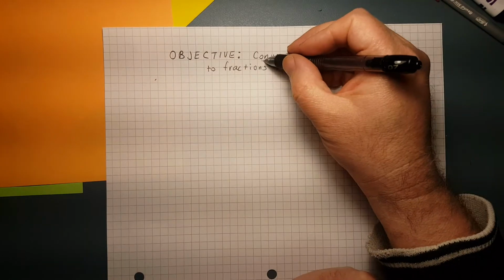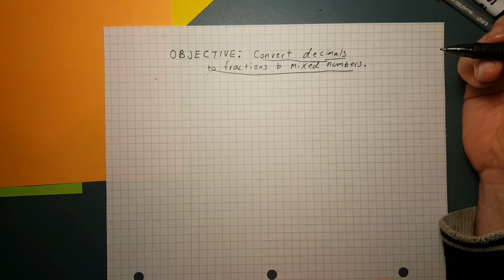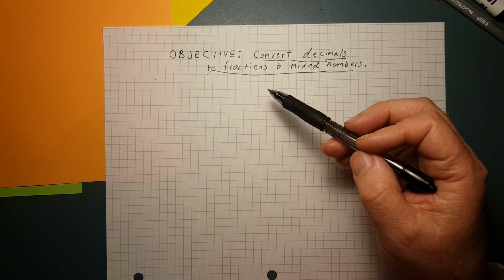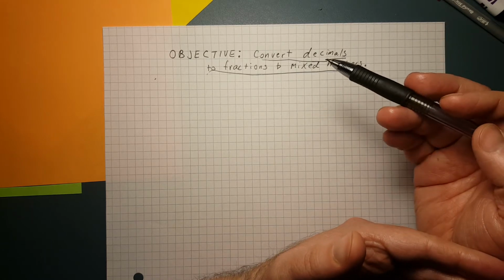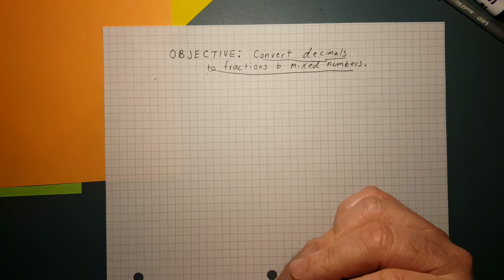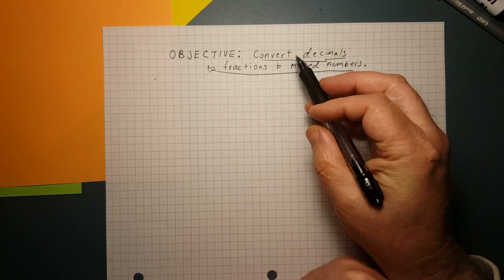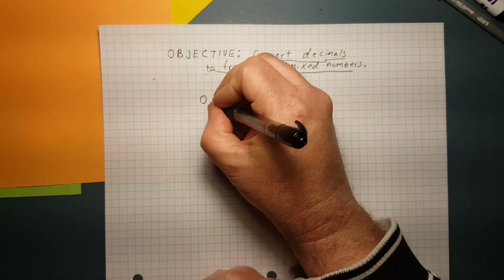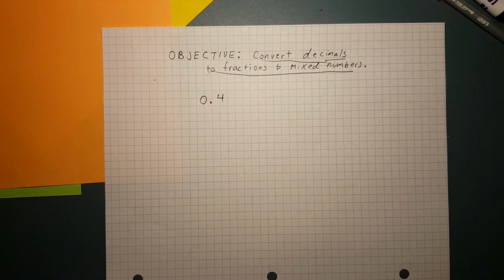Today, we are converting decimals to fractions and mixed numbers. That's kind of the opposite of what we did yesterday. Yesterday, we had fractions and we converted them to decimals. Now we're doing decimals to fractions and mixed numbers. Yesterday we had to put them on a number line. This time we don't. So you'll just be given a decimal, maybe something like 0.4. You have to write it as a fraction.